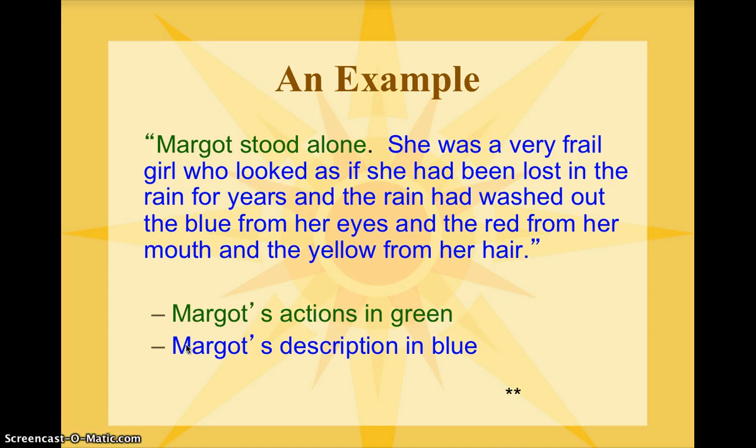The next sentence is in blue. This is a very figurative imagery description of what Margot looks like. It says that she's frail. It says that it seemed like the blue in her eyes and the red in her mouth and the yellow in her hair were kind of faded, kind of like when something is out in the rain for too long and all the color just kind of bleeds away. Since this is describing what she looks like to us, the reader, I've colored it in blue because it's a description of Margot's outward appearance.